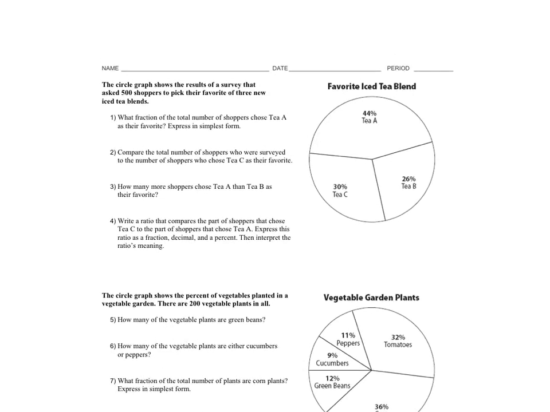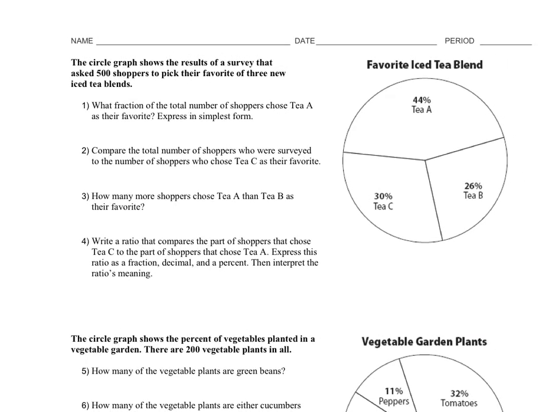Okay, so we're going to do this one real quick because I need to speed it up a little bit. The circle graph shows the results of the survey that asked 500 shoppers to pick their favorite of the 3 new ice blends. What fraction of the total number of shoppers chose TA as their favorite? Okay, so TA is 44%. 44% of how many? 500. So we're going to say 500.